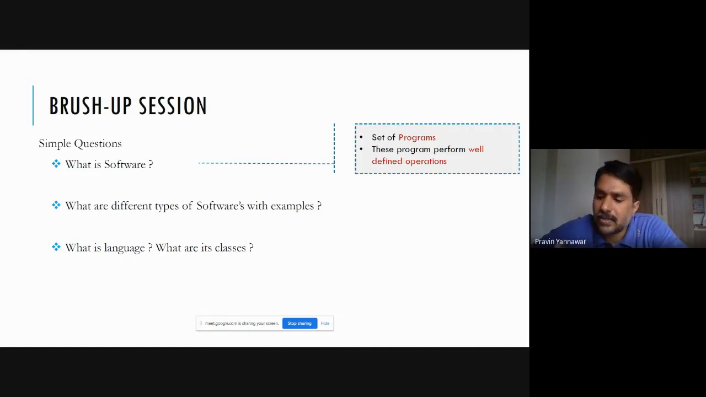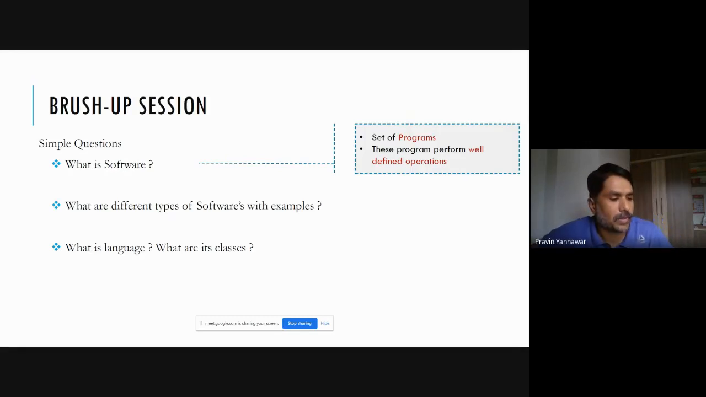Here, language means a programming language. So what is language? I'll just take this question. Language is a medium of communication between a user and the computer. So you can interact with the computer by means of a language.